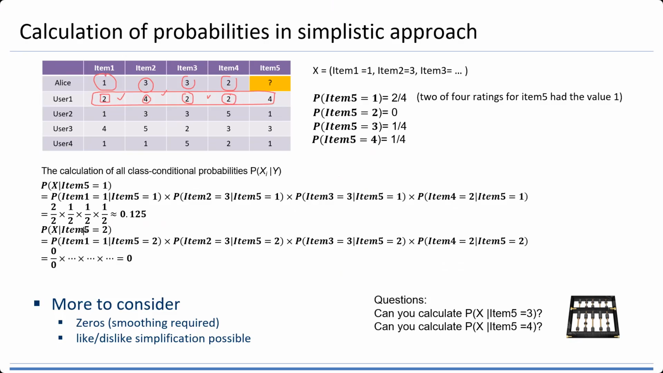So the highest probability is this one, 0.125, because the other will be 0. Then the highest probability for Alice on item 5 is 1. Okay, so that's how to calculate the probabilities.